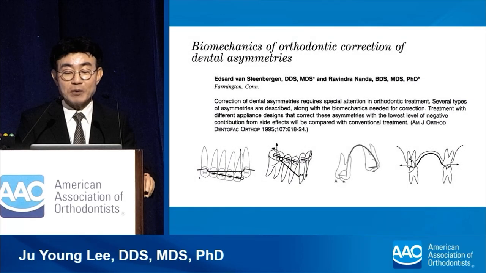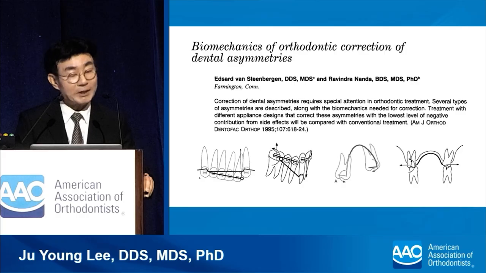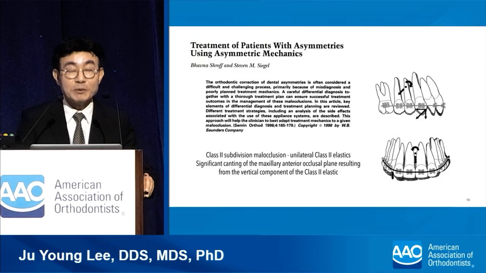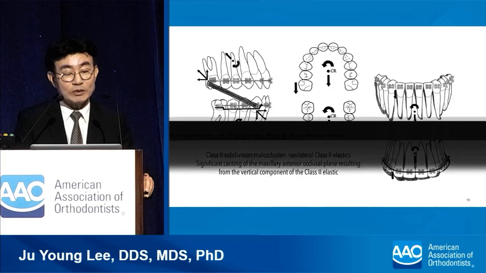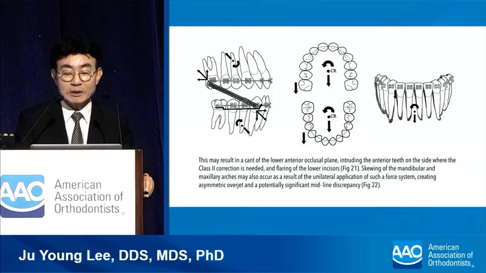Asada introduced biomechanics for a variety of asymmetric tooth movement in 1995. Asymmetric tooth movement can be obtained using this method, but careful preparation for counteraction is required. Drs. Shroff and Siegel reported unilateral class 2 elastics used for asymmetric mechanics may result in canting of the maxillary anterior occlusal plane. Unilateral application of the pushing force can also cause asymmetric overjet or severe midline discrepancy, as well as skewing of the maxillary and mandibular arches.